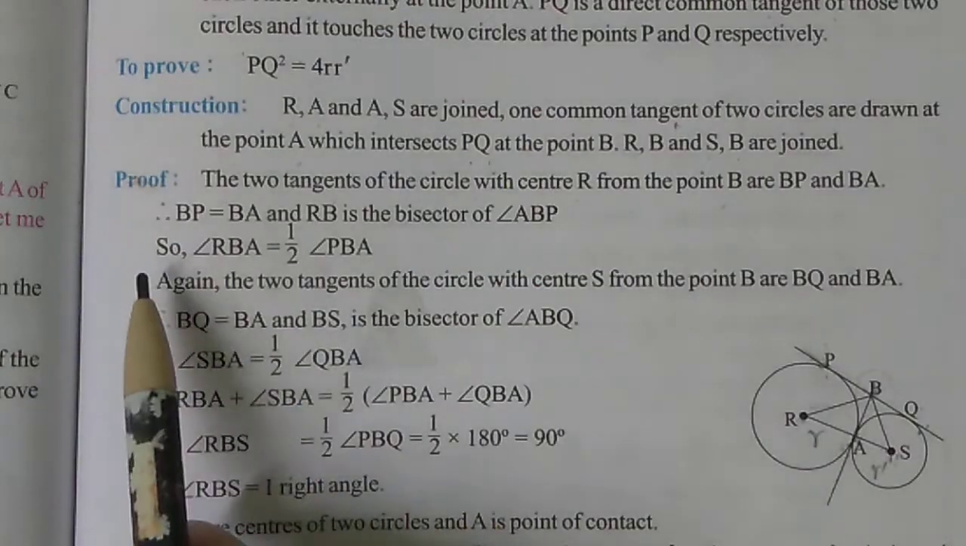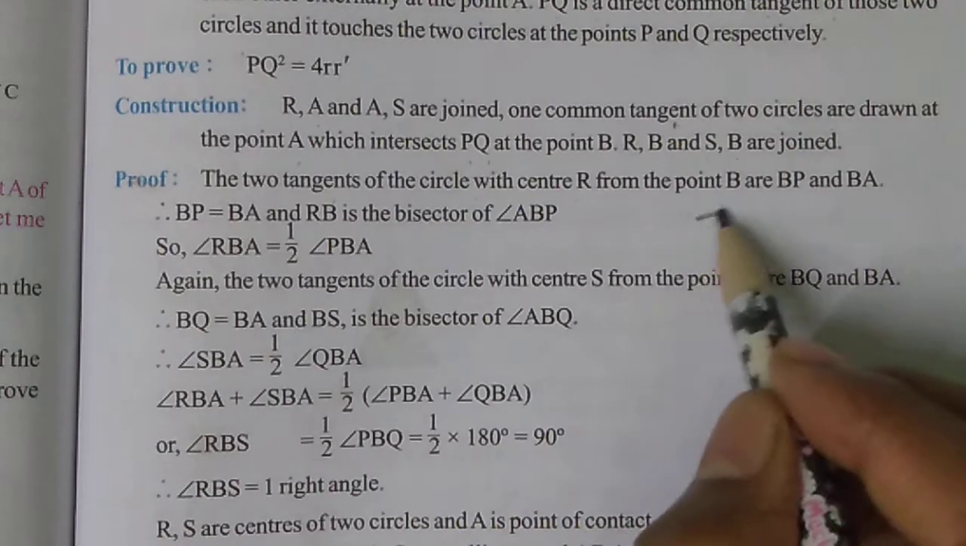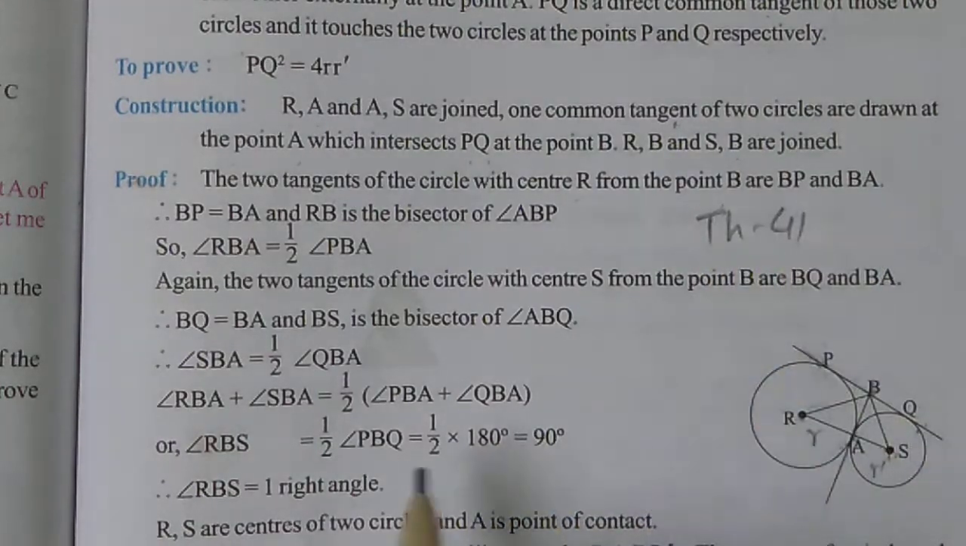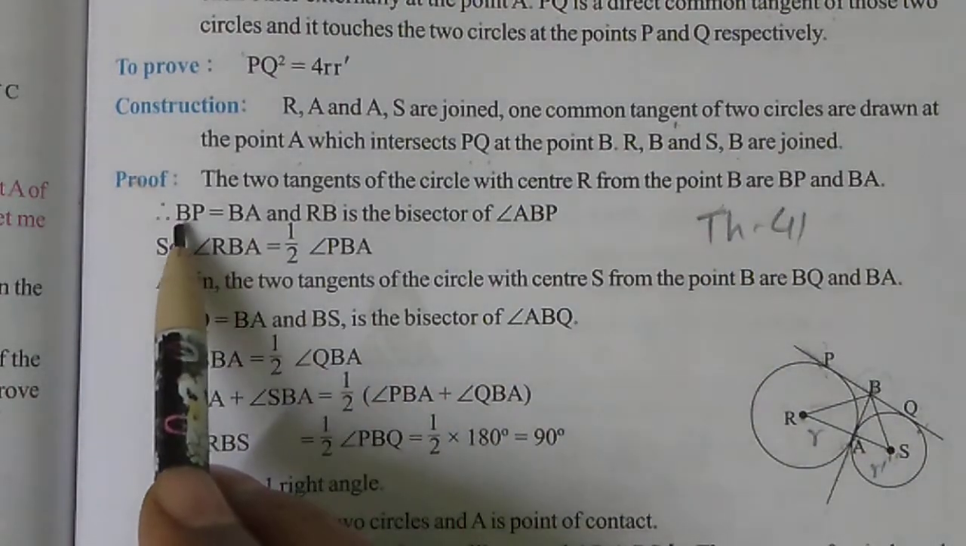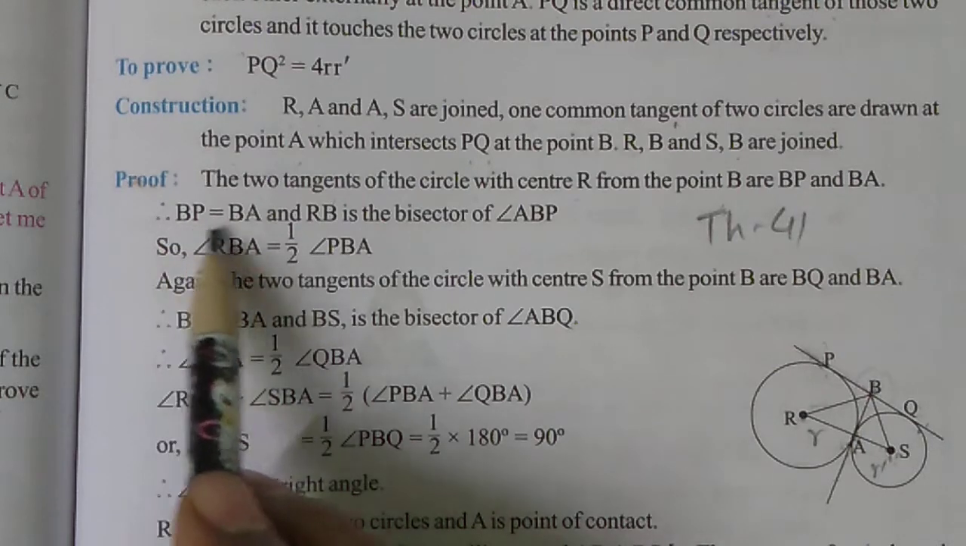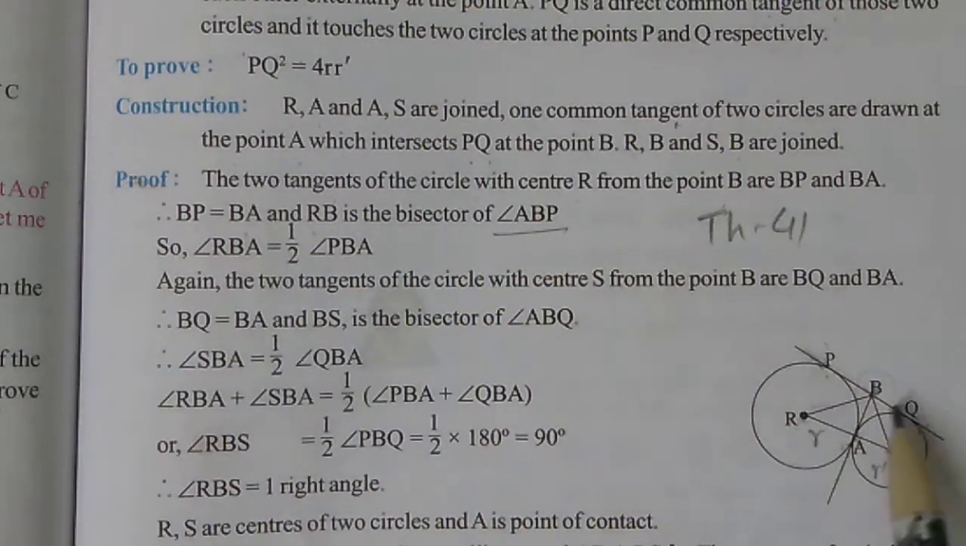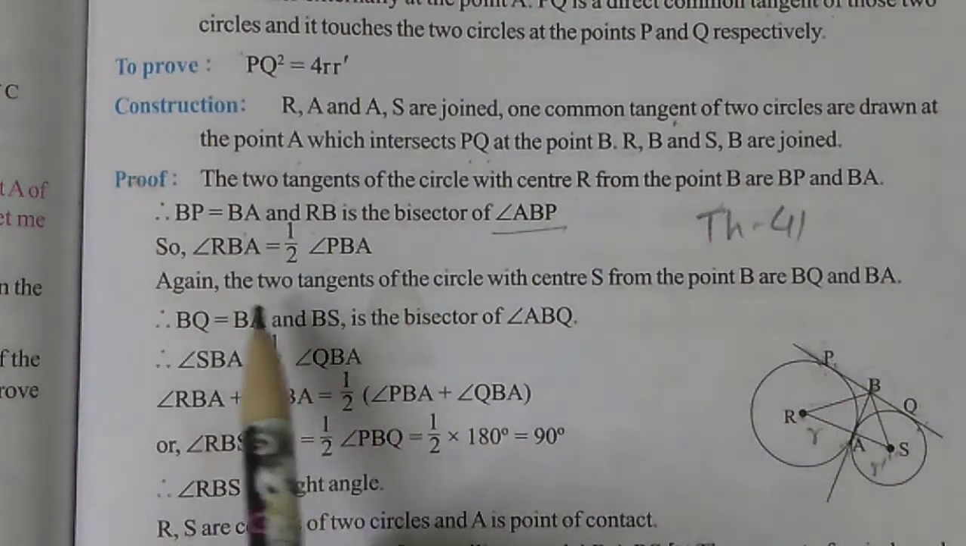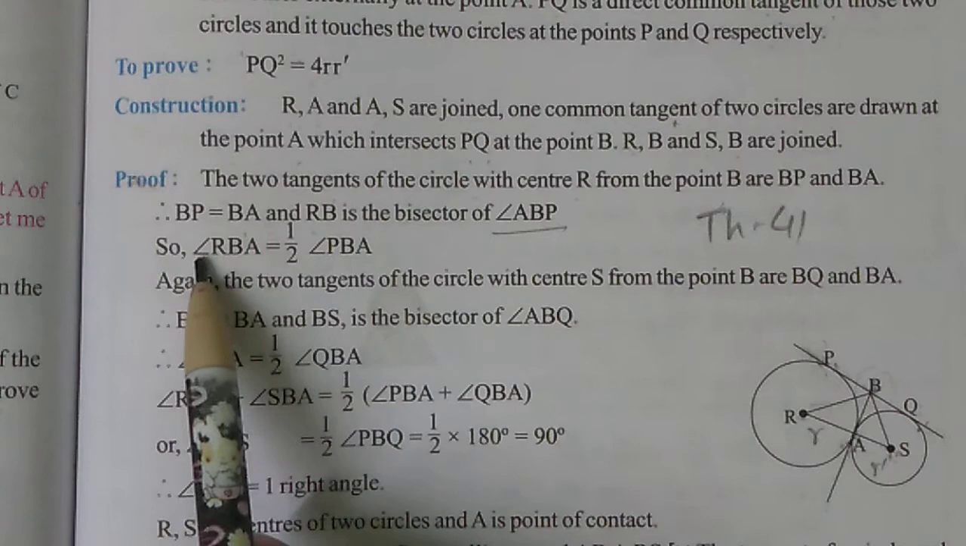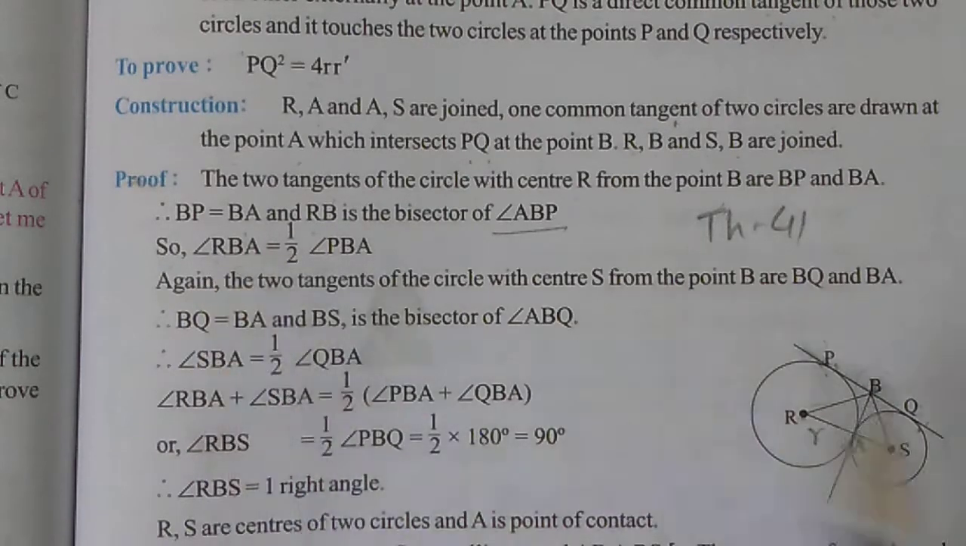So using theorem 41 we can write BP equals AB, and RB is the bisector of the angle ABP. So this angle RBA is half of the angle PBA.